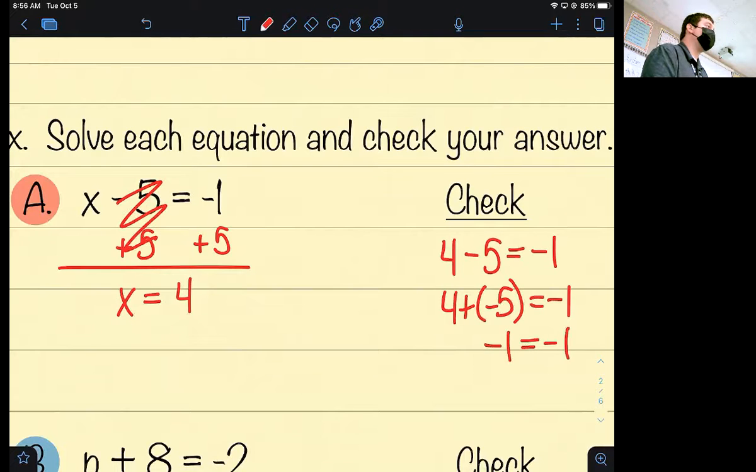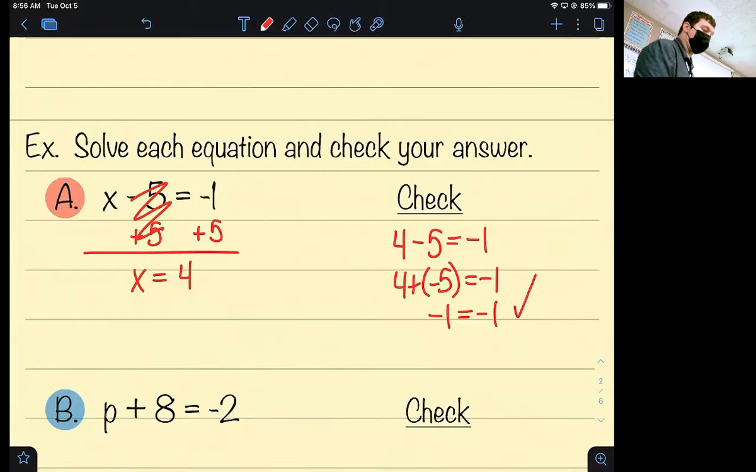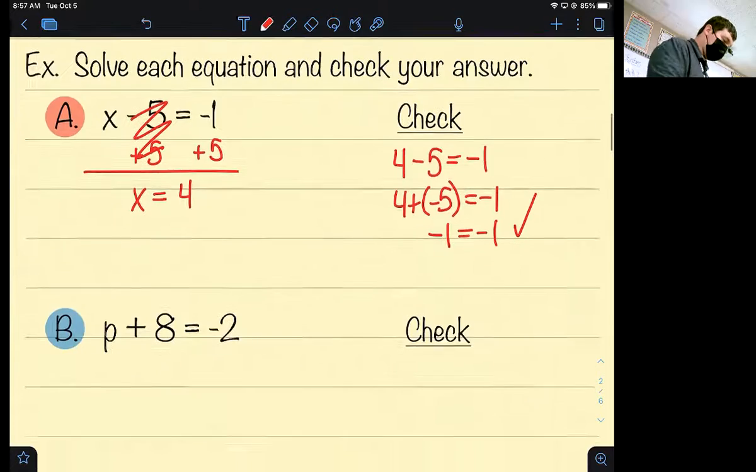So what's that mean? My answer is -1? No, my answer is +4. This just means that when I plug in +4, it's right. So when I plug in my answer, I should get the same thing on both sides of the equation. Otherwise, I'm wrong, and I have to start over and figure out what I did wrong. Okay, this tells me that I'm right, and that x = 4 is the right answer. Let's go on to the next one.